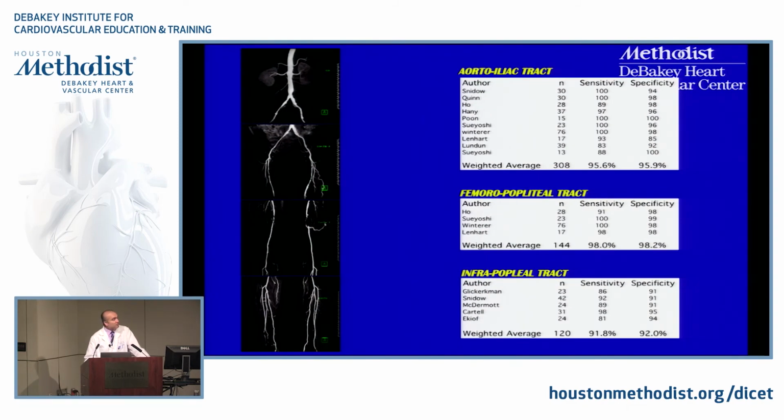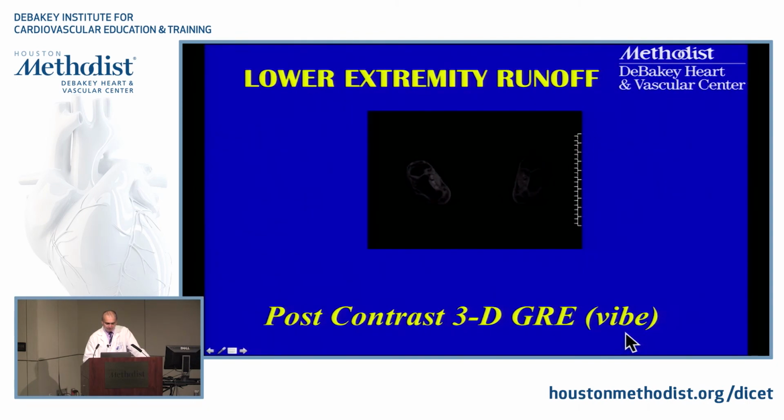And then this is just showing the diagnostic accuracy of the different MRI techniques, or at the different locations, I should say. For aortic disease, you have a sensitivity and specificity in the high 90% range. For the femoral popliteal, also it's in the high 90% range. And then when you get down to the infrapopliteal tract, where vessels are much smaller, so resolution becomes an issue, and also venous contamination can become an issue because that's where the most contamination occurs, the diagnostic accuracy drops a little bit, but it's still in the low 90% range.